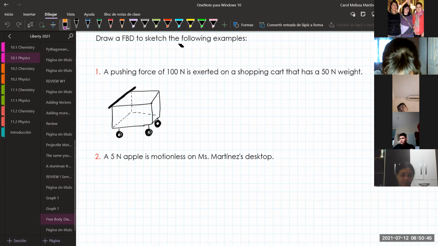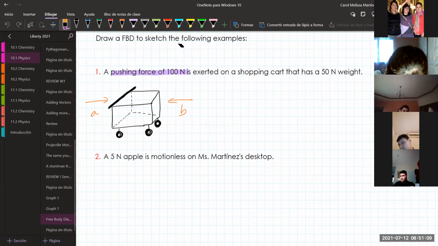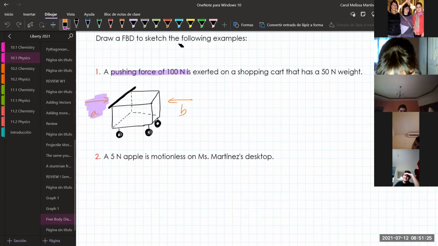So it says a pushing force of 100 Newton is exerted on a shopping cart. So the problem mentions the kind of force that is acting on it. It says a pushing force. Okay, where is the pushing force going? Is it going like A or like B, in your opinion? A. Yes, it works in A because normally when you go to the supermarket, this is the way you use the cart, okay? If you are a very young kid, probably you will be thinking about B because that's what kids do. But normal people use the shopping cart like in A, okay? So we're going to be working with this.